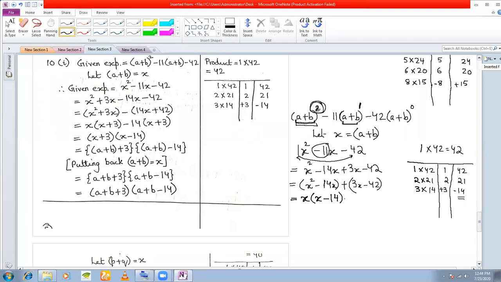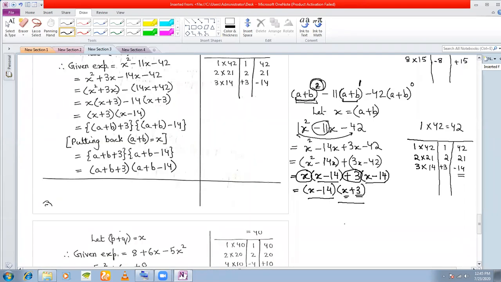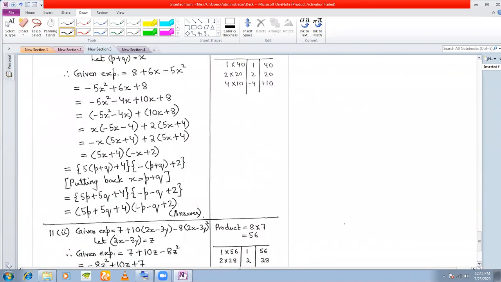Okay, fine. So I have plus 3, HCF of 3x and 42 is 3, minus, and 42 divided by 3 is 14. So x minus 14 into x plus 3. So I take out this x minus 14 factor out. After taking out, what am I left with? I'm left with this x, which I have written here, and I'm left with plus 3, which I have written here. So the factors are x minus 14 and x plus 3.